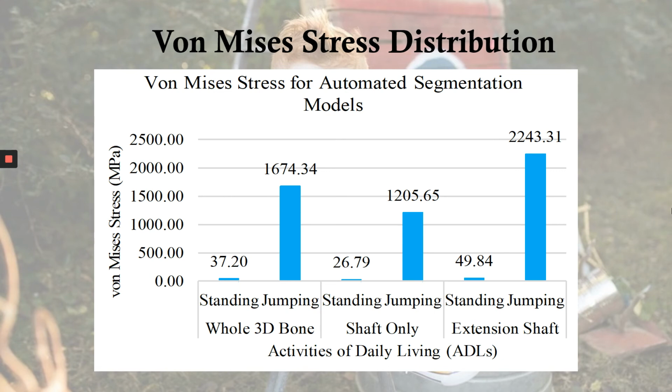And for the jumping, it forces the highest bone von Mises stress, which is 1,664.34, 1,205.65, and 2,243.31 megapascal for the whole 3D bone, shaft, and extension shaft respectively. The bone von Mises stress of jumping exceeded the fracture strength of 150 megapascal.